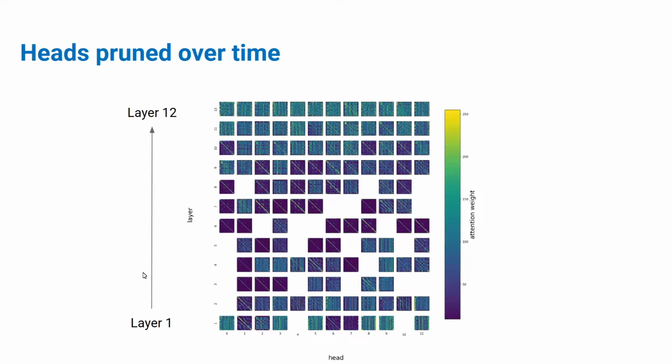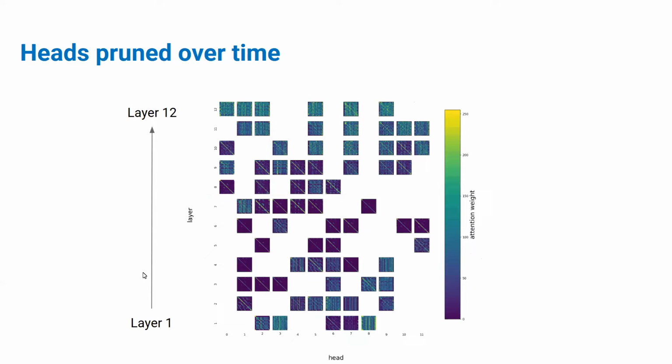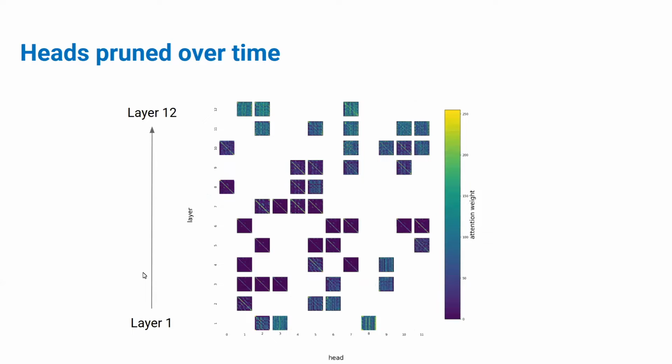This GIF shows how the heads are pruned over time with the gradient. We could see that there are more diagonal attention maps in the middle layers. The diagonal attention maps are also more likely to survive during pruning. Next page.